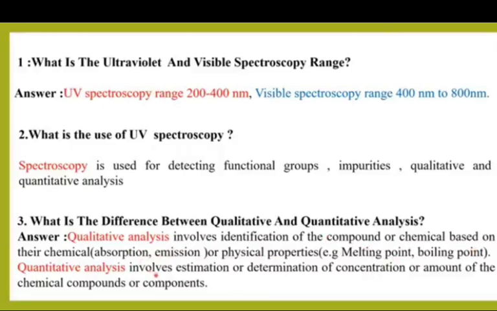Coming to quantitative analysis, as the name indicates, quantity, it is the determination of the concentration or amount of the chemical compound or components. So in qualitative analysis, the compounds are identified based on their chemical or physical properties. In quantitative analysis, it is the estimation of the concentration or amount of a chemical compound. So this is about that. Let us move on to the next slide.